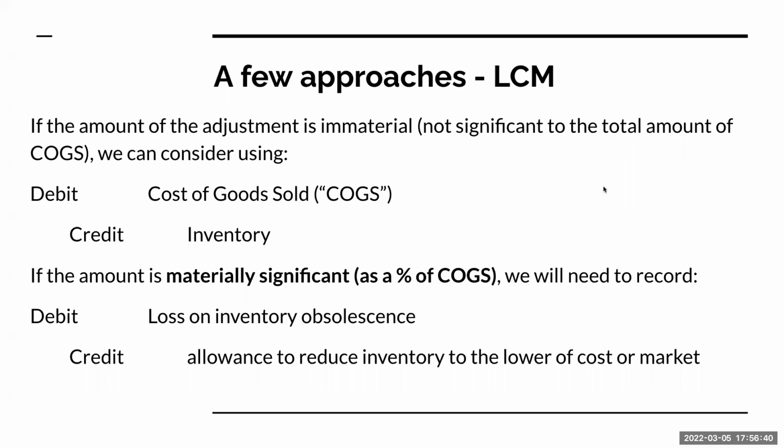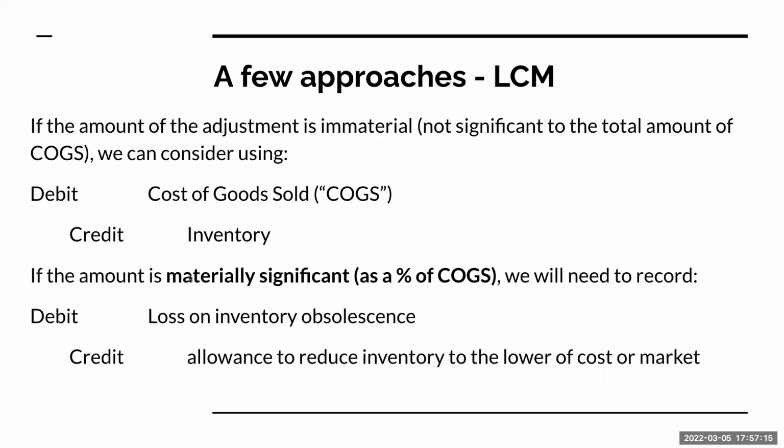Now, there are a few different approaches. Once we come up with the adjustment, as long as the adjustment is immaterial, meaning it is not significant to our cost of goods sold, we can just debit cost of goods sold and credit inventory, right? That's as long as it is immaterial. What is materiality? It's going to really depend. It's quantitative and qualitative. Some people say it's around 5%, but for the questions that I'll be giving you, I will help you define it. Basically, they're going to be immaterial.